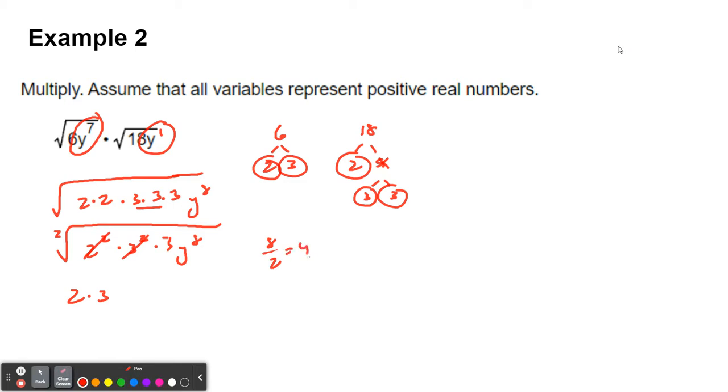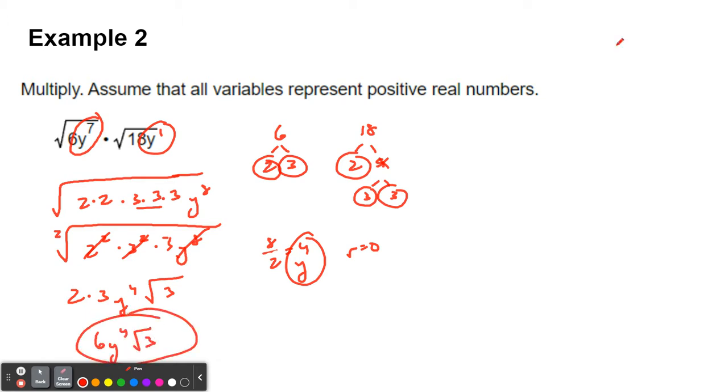And 8 divided by 2 is 4, and that's going to be the exponent of the y on the outside. Notice there's no remainder. The remainder is 0, so there's no y's left inside. So these y to the 8 comes out as a y to the 4th. And what's left inside is that lonely 3. Multiply 2 times 3 to get 6. 6y to the 4th times the square root of 3. And there's your answer. So again, lots of number play here in this lesson.